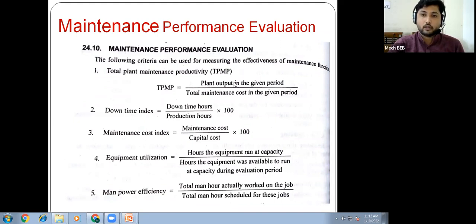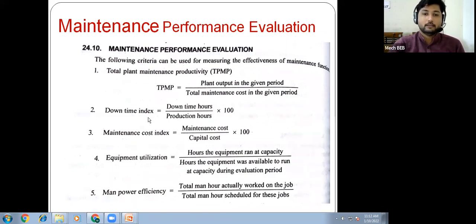Okay, if you consider a 1 month time period, or 15 days time period, or 1 week time period, accordingly, how much output you are getting for the particular time period, that will be the plant output in the given time period, and how much cost you have borne for the maintenance purpose. So total maintenance cost in the given time period. So TPMP, that is total plant maintenance productivity, is the ratio of the plant output in the given time period to the total maintenance cost in the given period. Okay, so side by side you can write down these formulas.